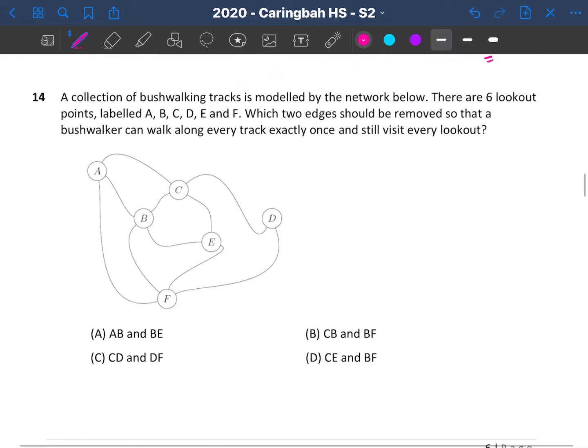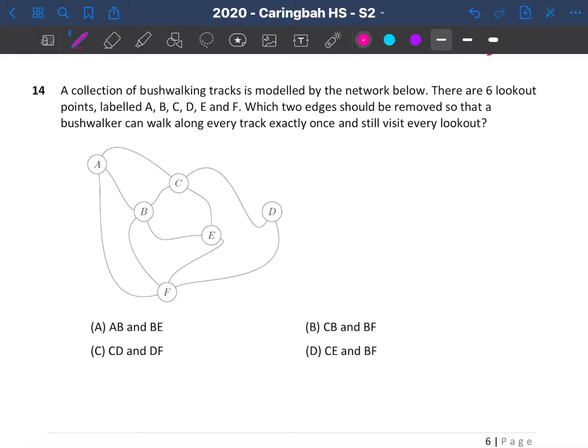Okay. Question 14. A collection of bushwalking tracks is modelled by the network below. There are 6 lookout points labelled A, B, C, D, E, and F. Which 2 edges should be removed so that the bushwalker can walk along every track exactly once and still visit every lookout?